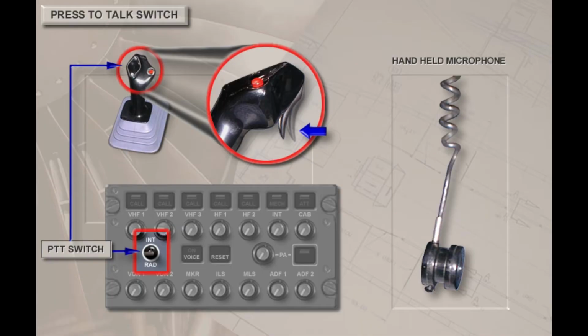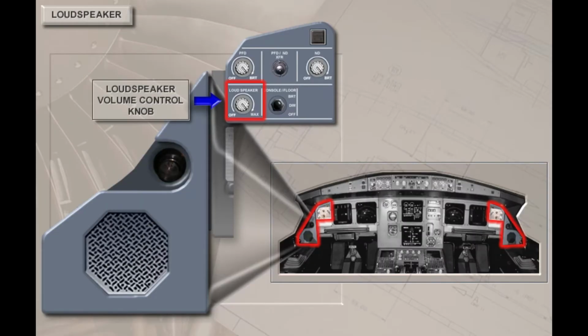There is a press-to-talk switch for a boom mic or the oxygen mask mic on each audio control panel and on each pilot side stick. In addition, a handheld microphone is installed at each pilot station. A loudspeaker is installed on the lower outboard sides of the instrument panel. A loudspeaker volume control knob is located in front of each pilot on the instrument panel.